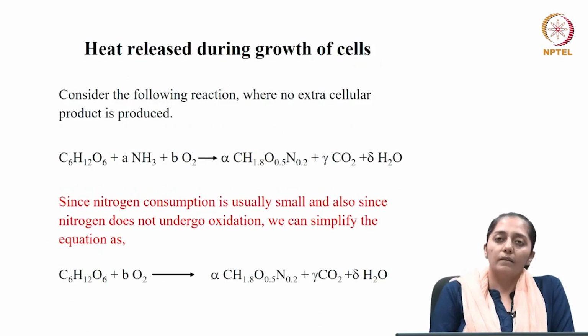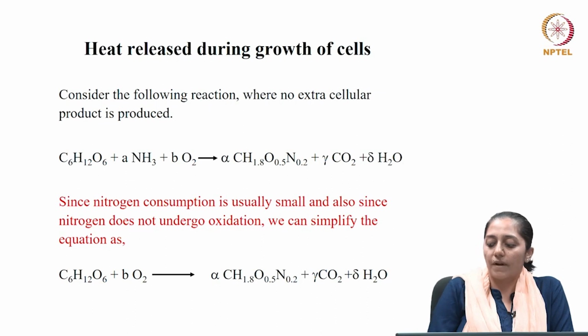So, for that it will be nice to know the stoichiometry. Now, consider the following reactions as shown on the slide. We are assuming there is no extracellular product formation. So, the carbon source, the nitrogen and the oxygen: the carbon source is oxidized to give the biomass, and the waste products released are in the form of carbon dioxide and water. Since nitrogen consumption is usually small, we can neglect the nitrogen from the reactants, and we know nitrogen does not undergo oxidation.